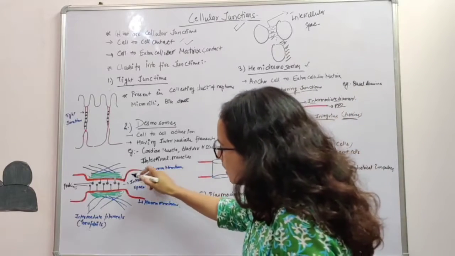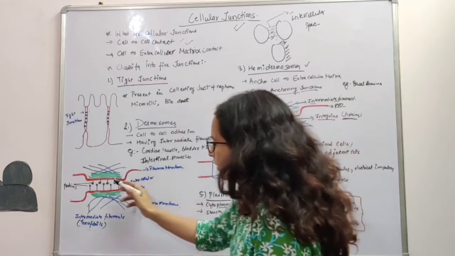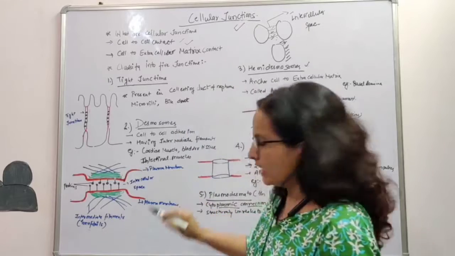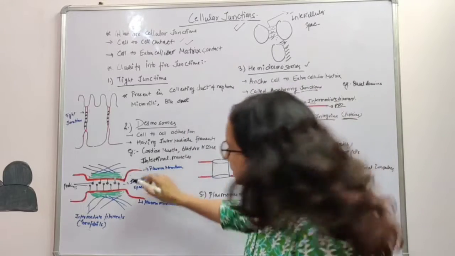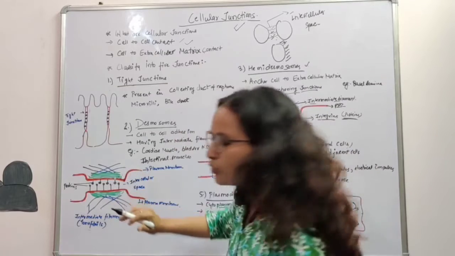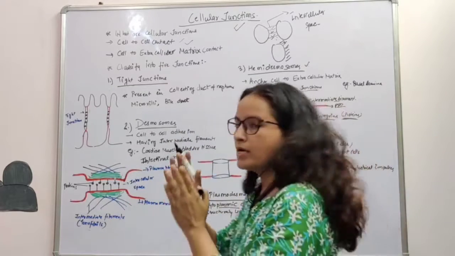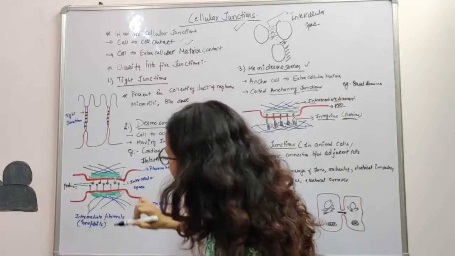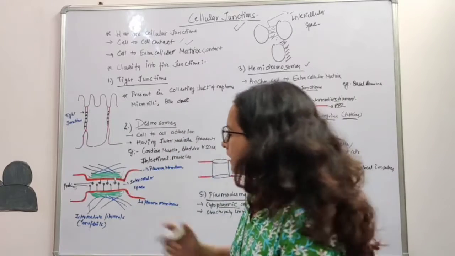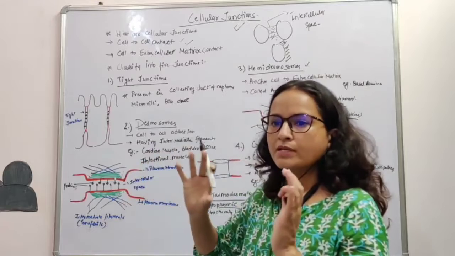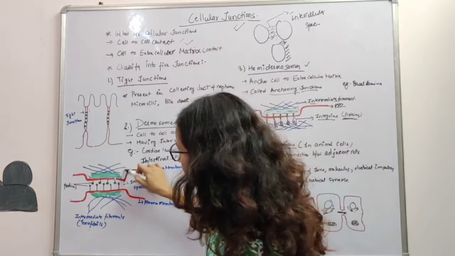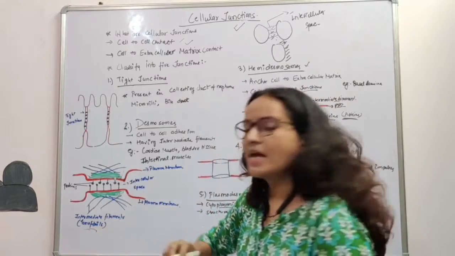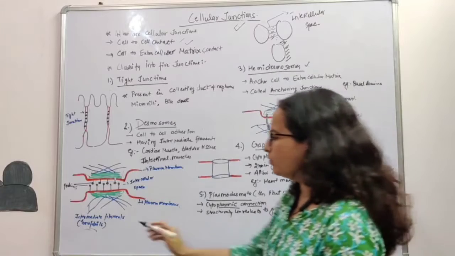The second one is the desmosomes. Desmosomes is also a cell to cell contact. Here we can see this is the plasma membrane of one cell, this is the plasma membrane of the other cell, and they form a contact with the help of a protein that is embedded in both of the membranes of the cell, and these proteins are attached with a different kind of cytoplasmic protein that is also present in both of the cells, and these cytoplasmic proteins are supported by the tonofibrils, and these tonofibrils are basically intermediate filaments.